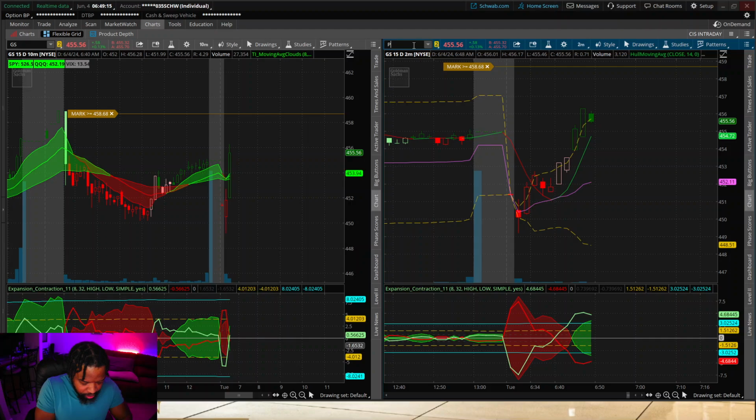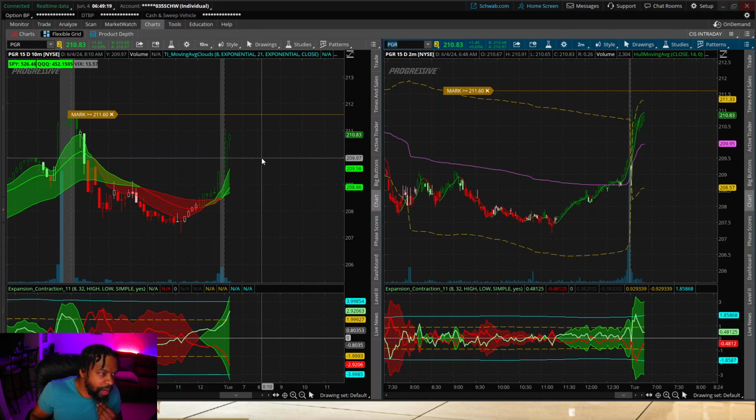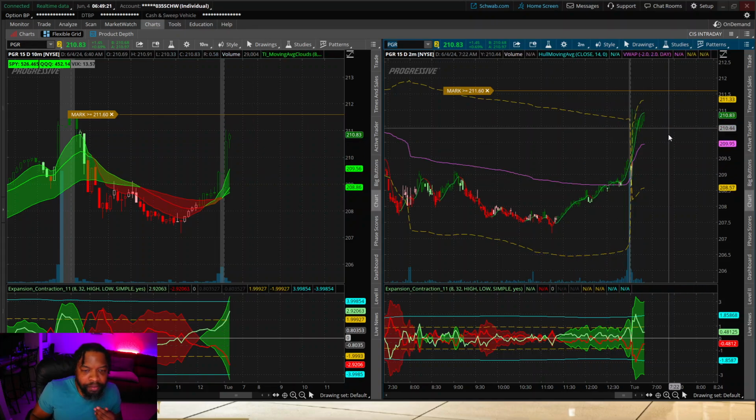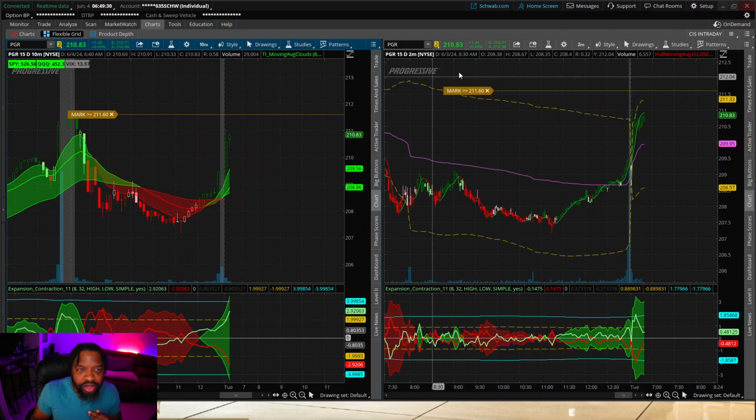And then last but not least, PGR, Progressive. They are coming out strong, but momentum's kind of, I would say, you're not just going to push to infinity and beyond. There is going to be some pullback. So we will watch our baby on SPY.